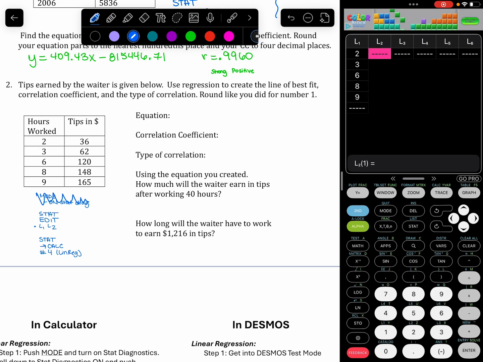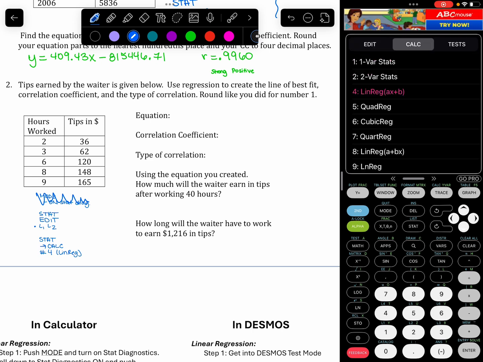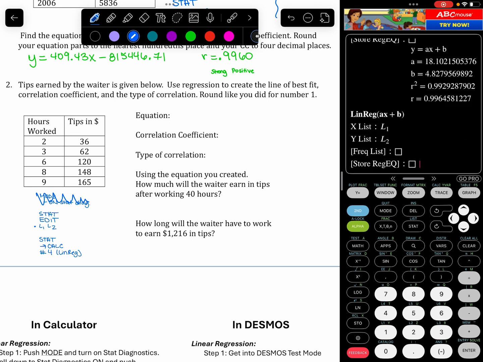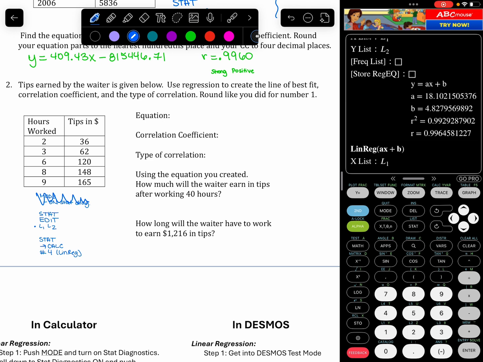That's bad. All right, so we got 2, 3, 6, 8, 9. And then for L2, we've got 36, 62, 120, 148, and then 165. Okay, from here, I've finished L1 and L2, so I go back to stat, over to calc, and I'm looking for my linear regression, and then you just hit enter a bunch. Okay, so here it is. It's in the middle of my calculator. Hopefully that's the last time that happens.